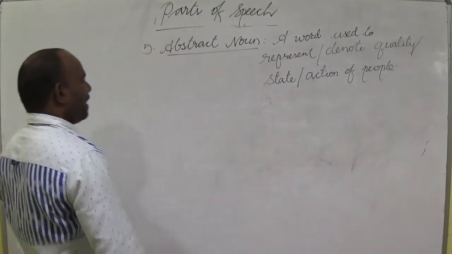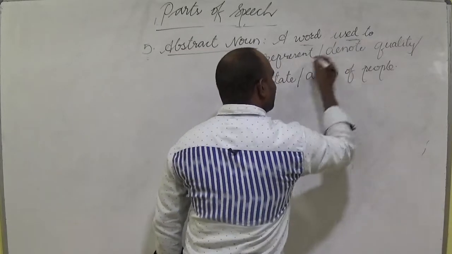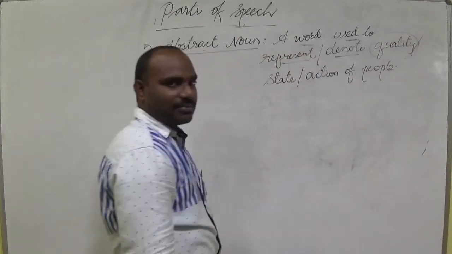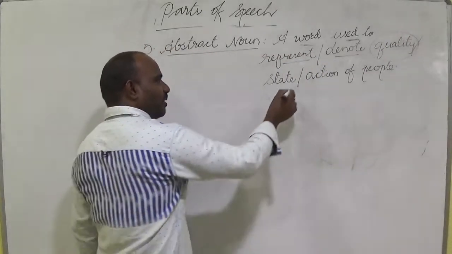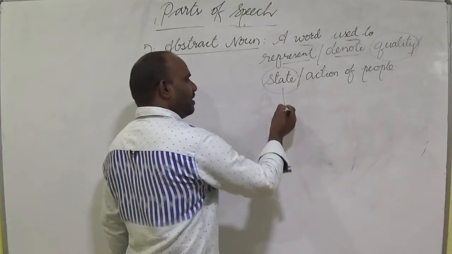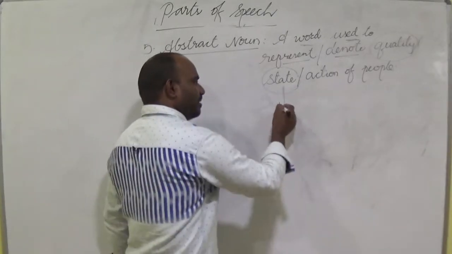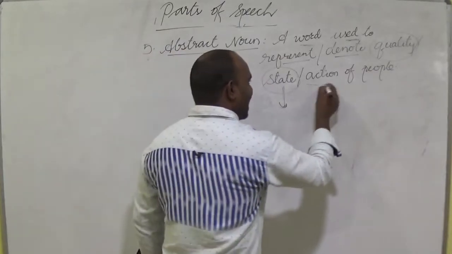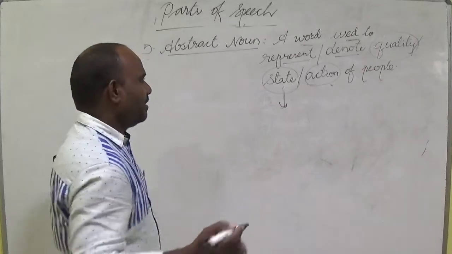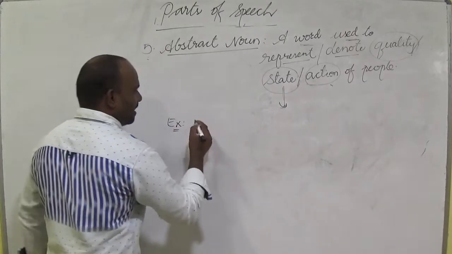The last one, the fifth one, abstract noun, is a word used to represent or denote the quality of a person, or the state of a person or thing. State here means, for example, well-being, not states like Andhra Pradesh or Madhya Pradesh. And the third one is the action of people. Examples here.